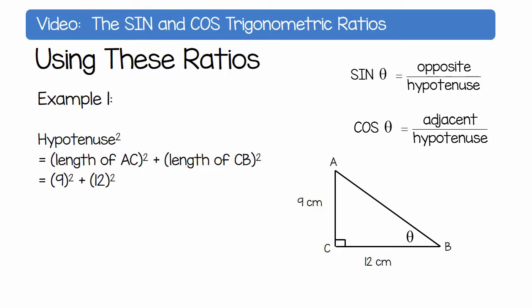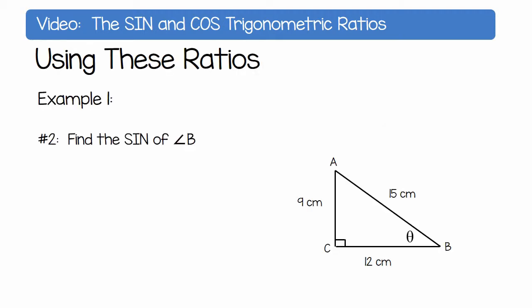The length of AC is 9. The length of CB is 12. We will substitute those values into the equation. We'll do our calculations. 9 squared is 81. 12 squared is 144, which will give us a value of 225. Therefore, the hypotenuse would be 15 centimeters in length.